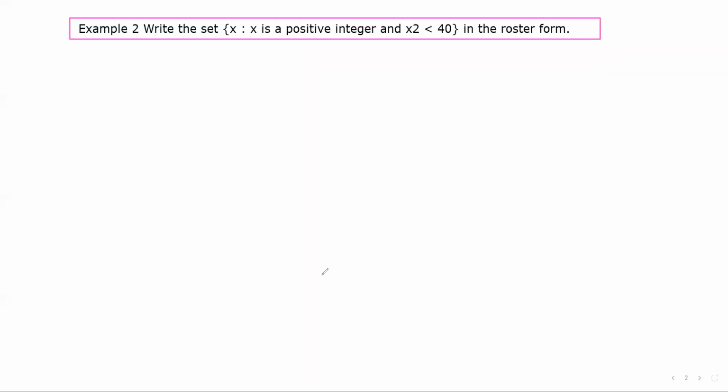In roster form, we mention all the elements present in the form of a set. Write the set of x such that x is a positive integer and x squared is less than 40. Let A be equal to the set of all x such that x is a positive integer and x squared is less than 40. This you have to write in roster form.